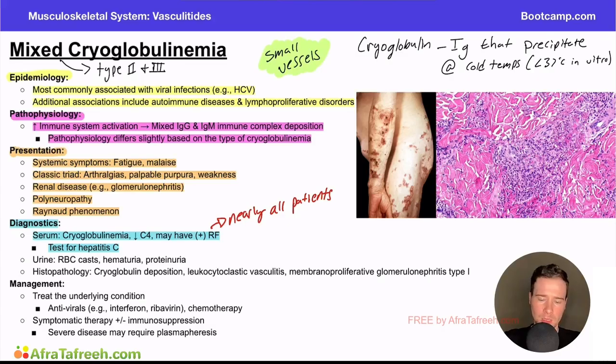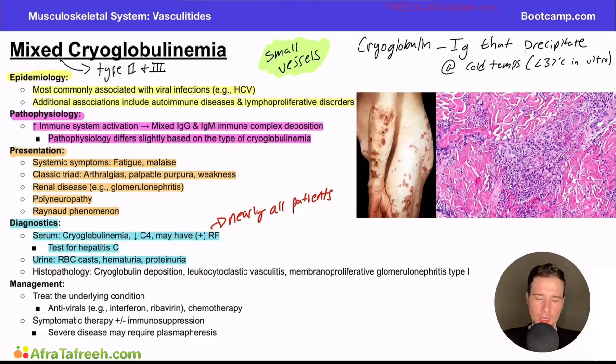Now, we also need to consider that the urine can show things like RBC casts, hematuria, and proteinuria. Remember, we talked about in the presentation that patients can get glomerulonephritis, and this would present with some of these symptoms right here. This is very common with a lot of other vasculitides where they can ultimately alter the function of several different organs, and the kidney is a very classic one.